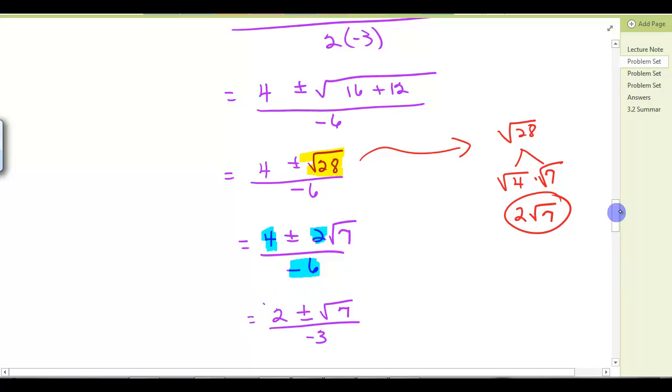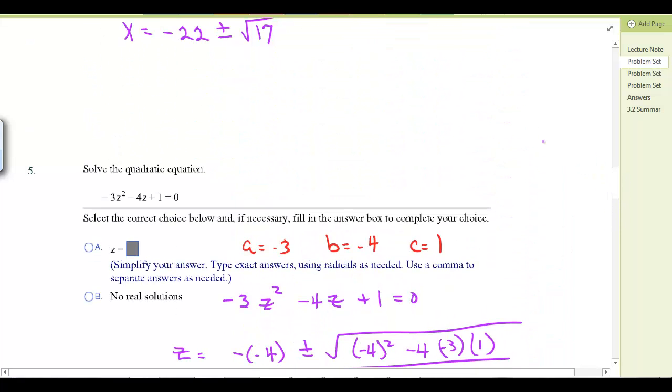Now, I think when you go up here to do your answers, you're going to be here. We'll have negative 2 plus the square root of 7 over 3. Negative 2 minus the square root of 7 over 3. And I'll put these over here.